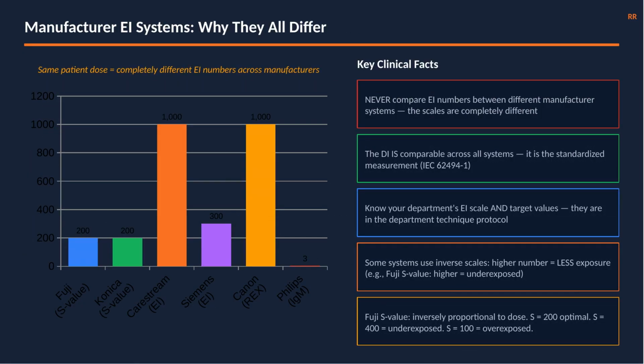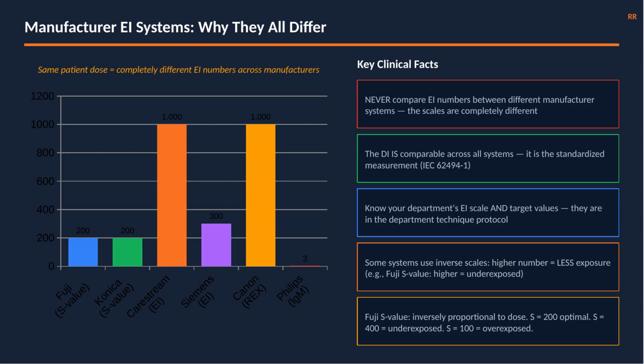This chart shows the same equivalent patient exposure producing wildly different EI numbers across manufacturer systems. Fuji S-value, approximately 200. Carestream EI, approximately 1,000. Siemens EI, approximately 300. Philips LGM, approximately 3.4. Same dose, completely different numbers. Two things to lock in about manufacturer EI systems. First, never compare EI numbers between different manufacturer systems. They are not equivalent. Comparing a Fuji S-value of 200 to a Carestream EI of 200 is meaningless. They represent completely different dose levels.